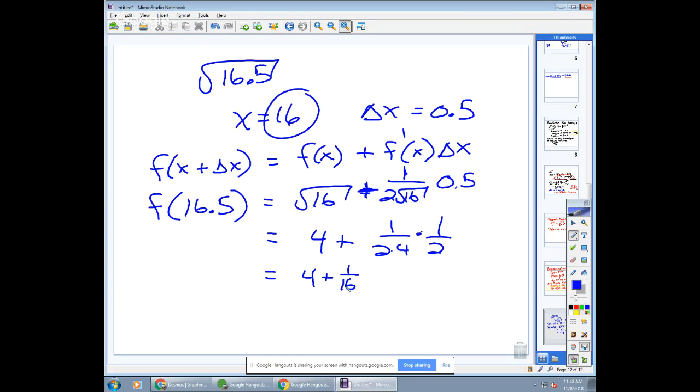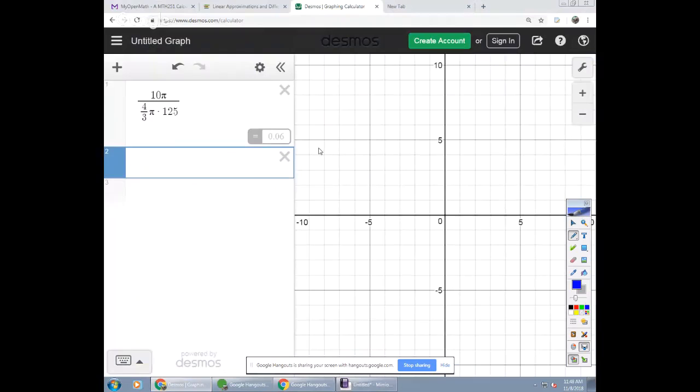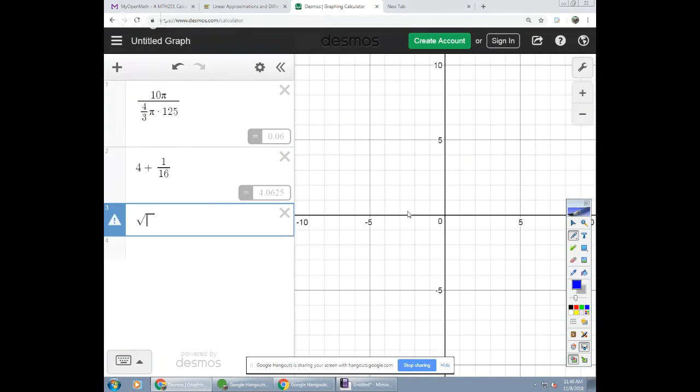So let's see how we did. 4 and 1/16 is 4.0625 versus the square root of 16.5, 4.0620. So I'm accurate to almost 3 decimal places here. That's pretty good. Okay, that's not bad, right?